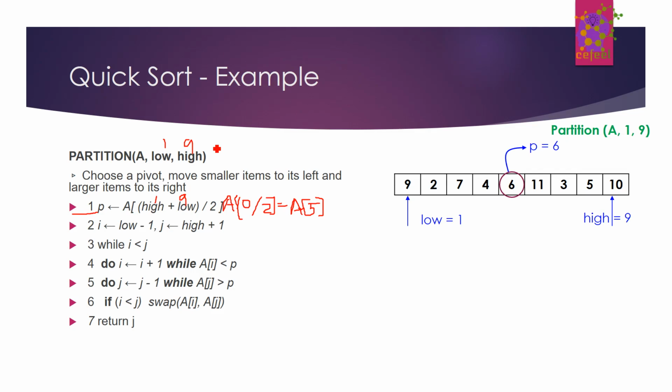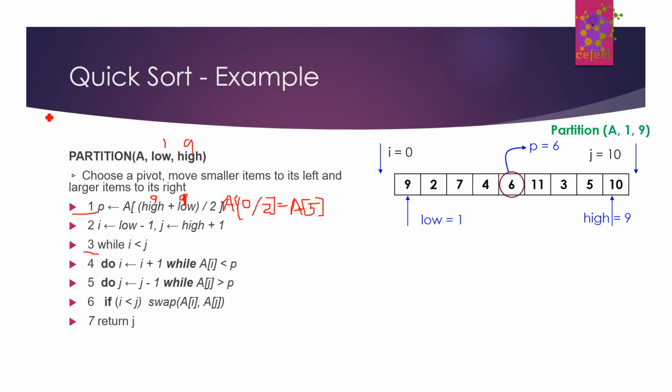Next we initialize two pointers i and j in step 2. Sorry, there's a small mistake here. This should be 9 because this is high, and this should be 1 because this is low. Alright, so i is low minus 1, which is 0, and j is high plus 1, which is 9 plus 1, it's 10. So it points out of boundary at the moment. And then we go to step 3. Step 3 says i is less than j, which is true because i is 0 and j is 10.